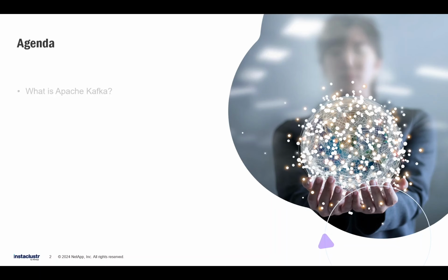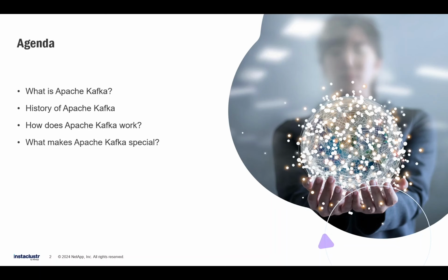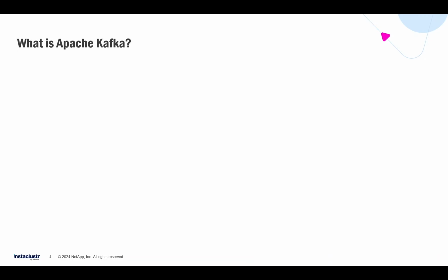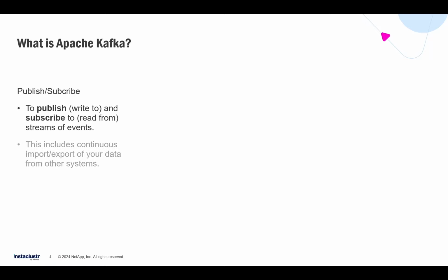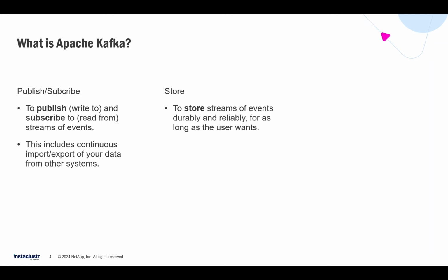Today, we'll cover what Kafka is, where it came from, how it works, what makes it special, and cover some use cases. Apache Kafka is a distributed publish-subscribe, or pub-sub broker. It allows you to write to and read from streams of events, and this includes continuous import-export of your data from other systems. It also allows you to store streams of events durably and reliably. Finally, it allows you to process streams of events as they occur or retrospectively.